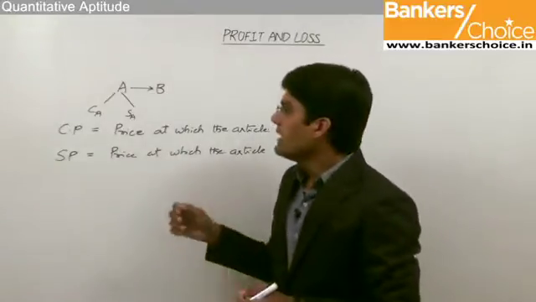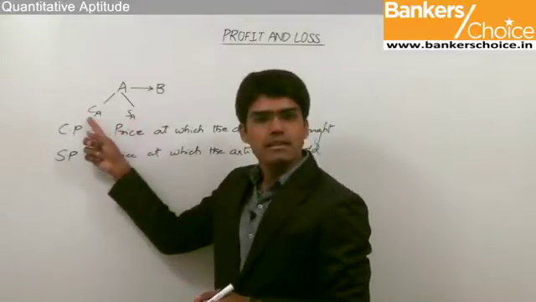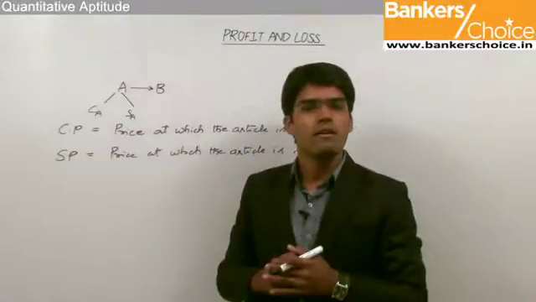For example, let's say that the selling price of the article is higher than the cost price. In that case, you can understand that A has bought the article at some value and has sold it at a higher value. So the difference of these two values is the gain made by A, which is called profit.